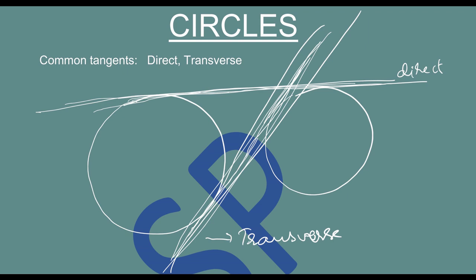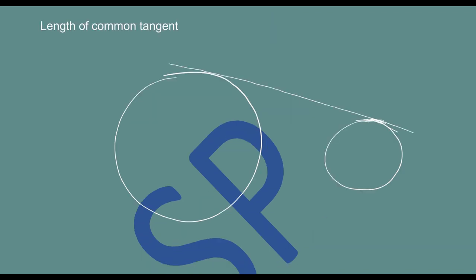Common tangent, very obvious. Two circles are there, a line touching both, we call it a common tangent. If the circles are on the same side of the line, we call it a direct common tangent. If the circles lie on the opposite sides of the tangent, we call it a transverse common tangent. Okay, let's move on to the next concept.